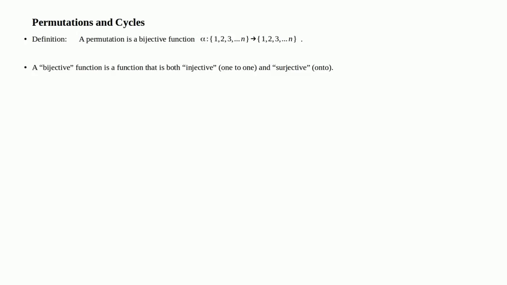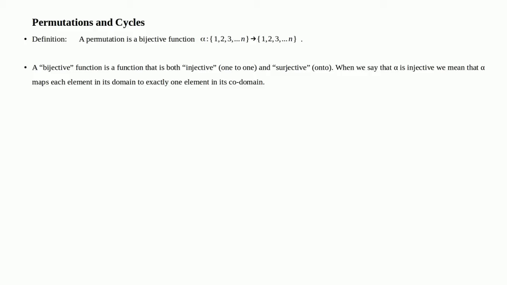Now, if you don't know what a bijective function is, don't worry. A bijective function is a function that is both injective, that is, one-to-one, and surjective, that is, onto. Now, if you don't know what one-to-one and onto is, hopefully I'll do another video in the future, but for now, just Google one-to-one and onto. Knowledge of functions and sets and domain and range is something you've got to know before we can talk about permutations.